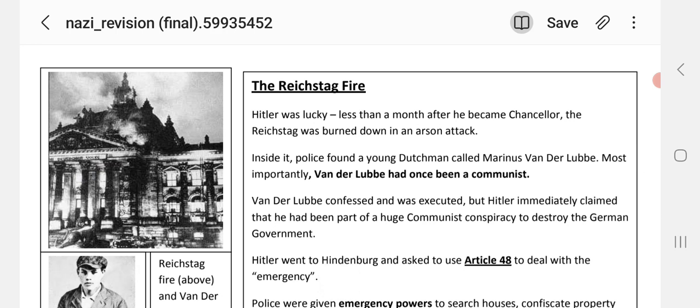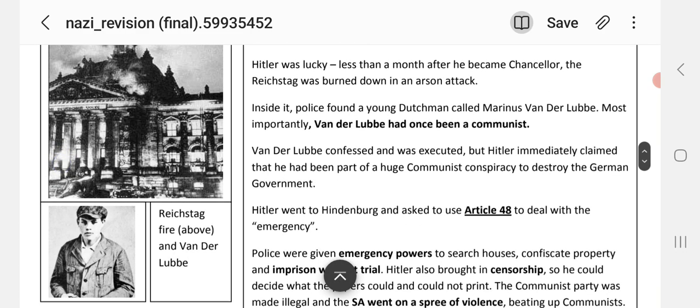Hitler was lucky. Less than a month after he became Chancellor, the Reichstag was burned down in an arson attack. Inside it, police found a young Dutchman called Marinus van der Lubbe. Most importantly, van der Lubbe had once been a communist. Van der Lubbe confessed and was executed, but Hitler immediately claimed that he had been part of a huge communist conspiracy to destroy the German government.